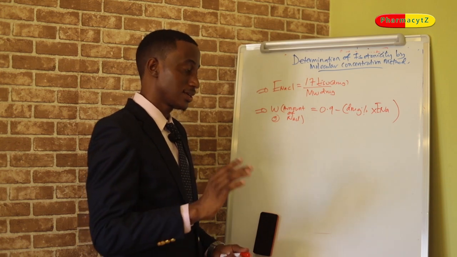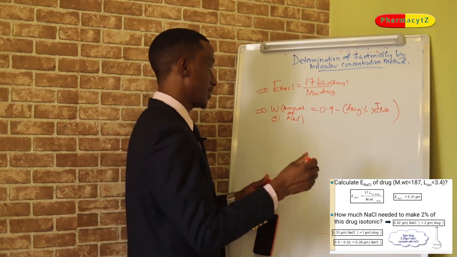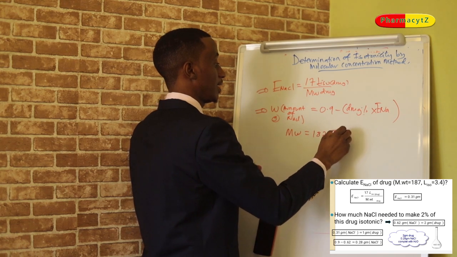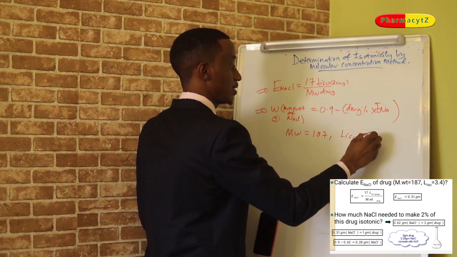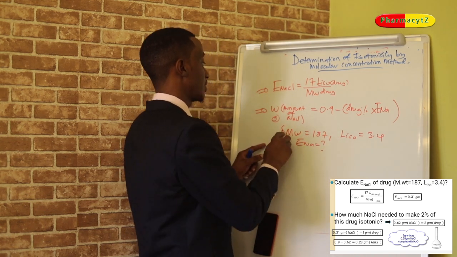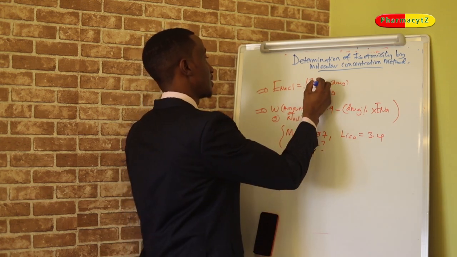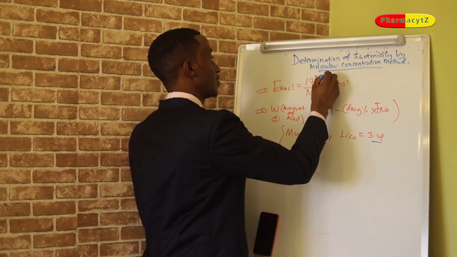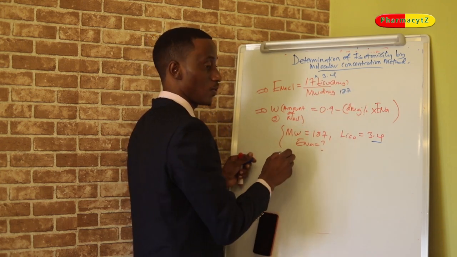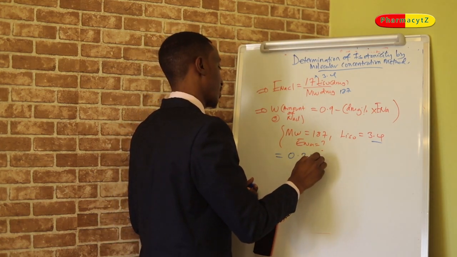So for instance, in example 1, calculate the sodium chloride equivalent of a drug if its molecular weight is 187 and its molar freezing point is 3.4. If you need to calculate the sodium chloride equivalent here, use this proportion. This is 17 times L-iso of the drug, which is 3.4, over 187, which is its molecular weight. Then the sodium chloride equivalent will be 0.31 gram.